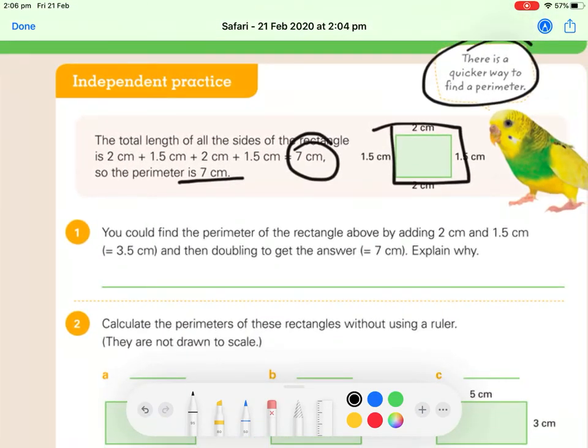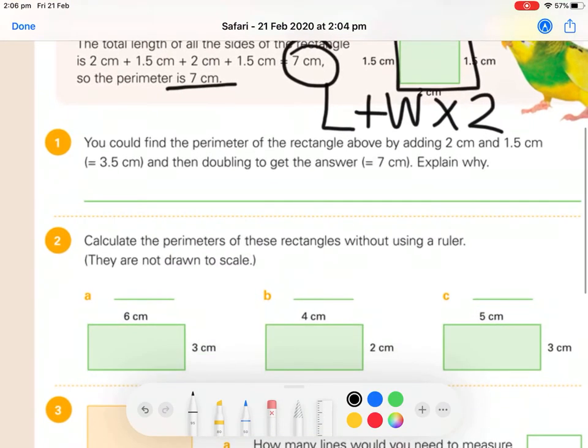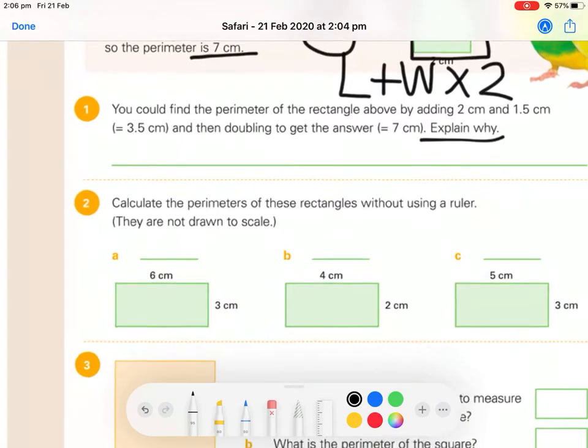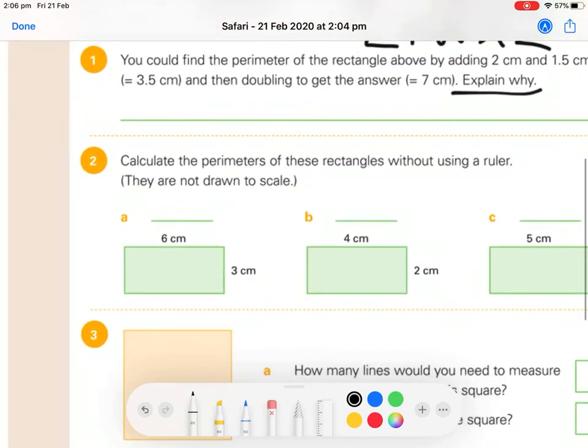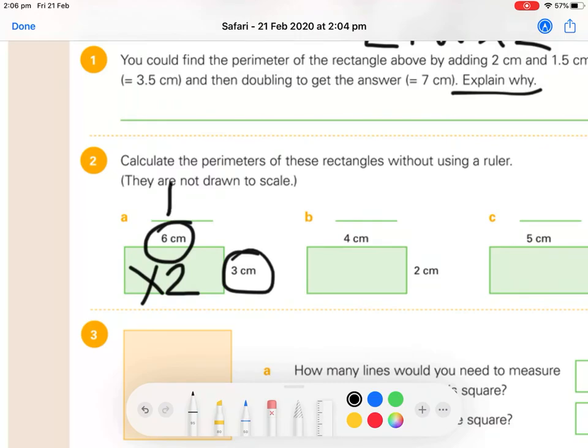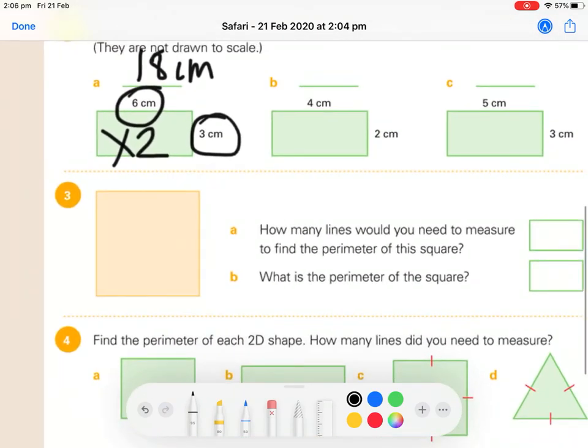You can find the perimeter of a rectangle above by adding 2 and 1.5 and then doubling it to get the answer. So it's length plus width times 2. Explain why. You've got to explain why there. Calculate the perimeters of these rectangles without using a ruler, so they're not drawn to scale, so don't bother using your ruler. So we've got 3 plus 6 is 9, and then times that by 2 gives us 18 centimetres.